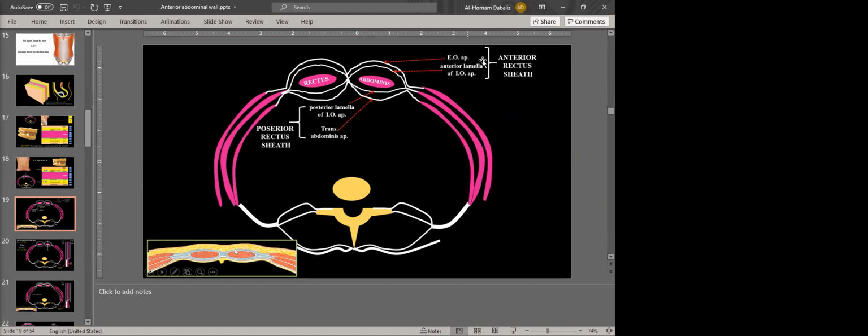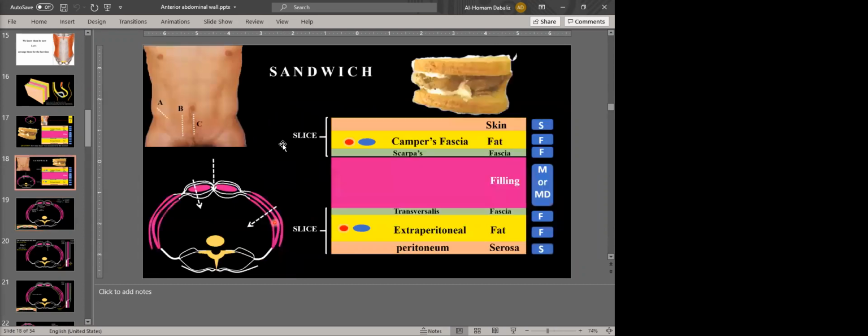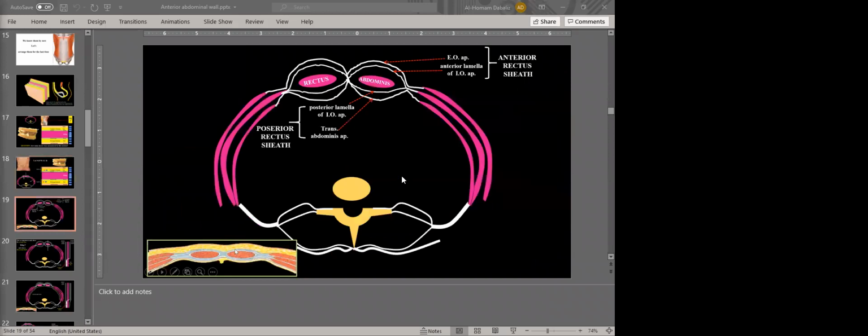And these two together, we'll call them the anterior rectus sheath. These two together would be the posterior rectus sheath. Are we following it till now? All right. Lamella is just like half of it. As I said, the internal oblique will split into two aponeuroses. One we call the anterior lamella, the other we call the posterior lamella.